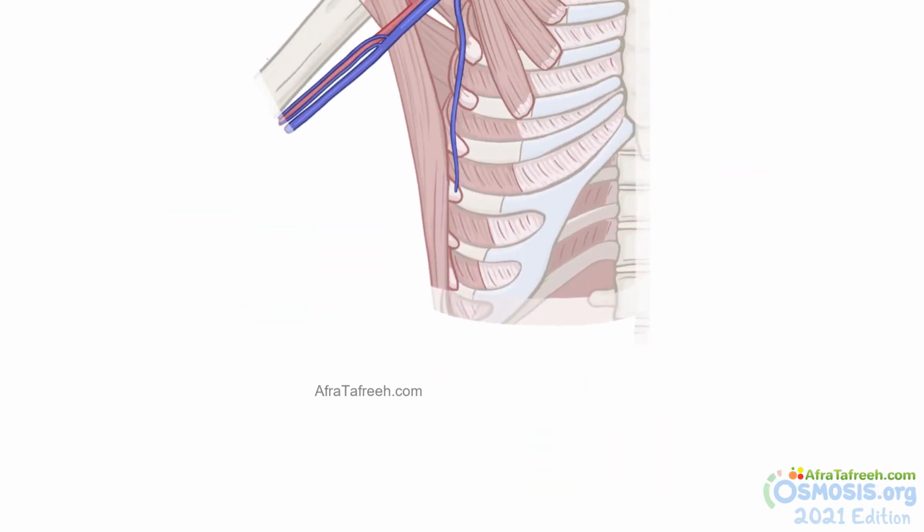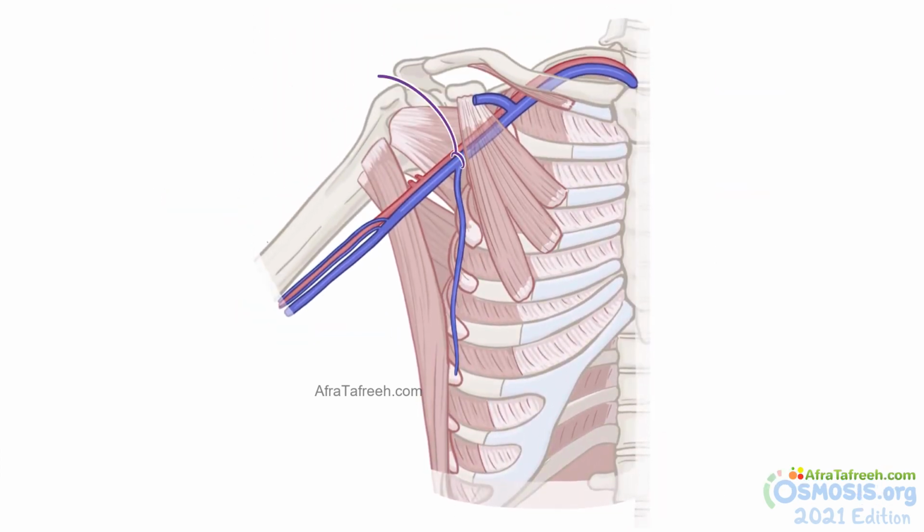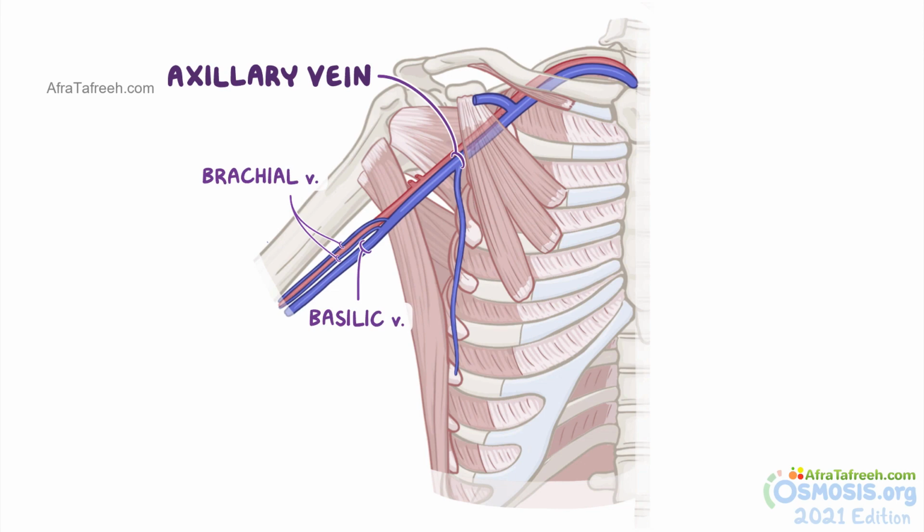Alright, now let's move on to the axillary vein. The axillary vein is formed by the union of the brachial veins and the basilic vein at the inferior border of the teres major. It ends at the lateral border of the first rib, where it turns into the subclavian vein.